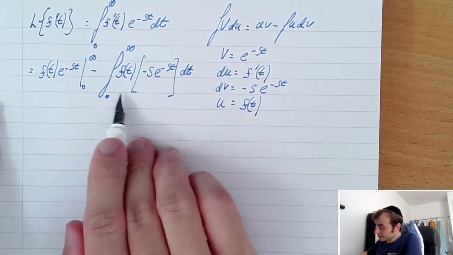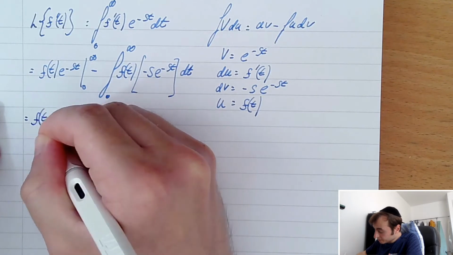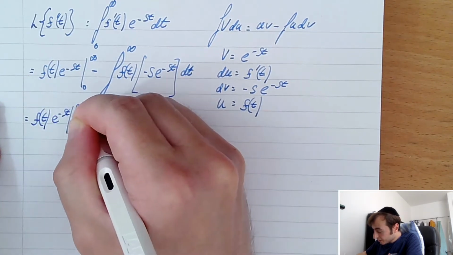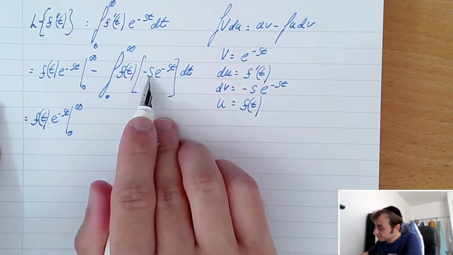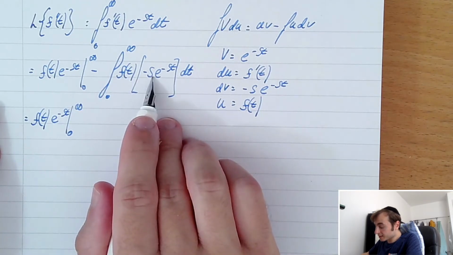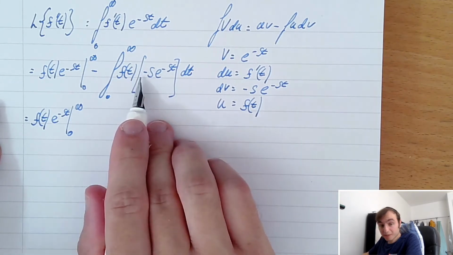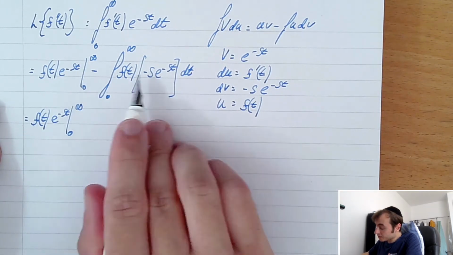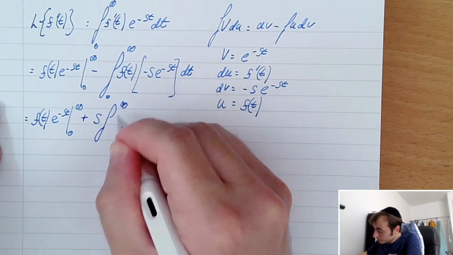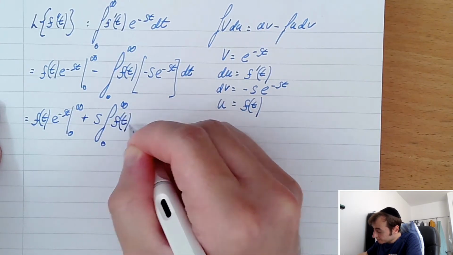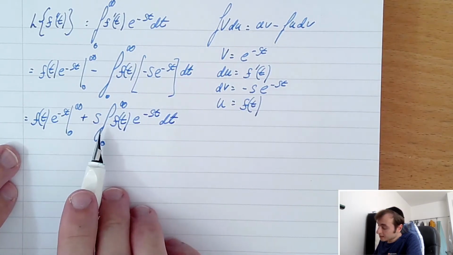So let's simplify this over here. That's going to equal f of t e to the minus st, evaluated between positive infinity and 0. Now we've got a minus here, and we've got a minus over there as well. I'm going to bring the s out, because remember, the s is just a constant here. The whole integral is with respect to t, so all the other variables are just constants. So I can bring the s out and change the double negative to a positive. So I can say plus s times the integral between 0 and positive infinity of f of t e to the minus st dt. So that's nice and straightforward.